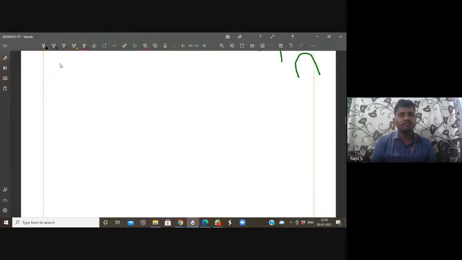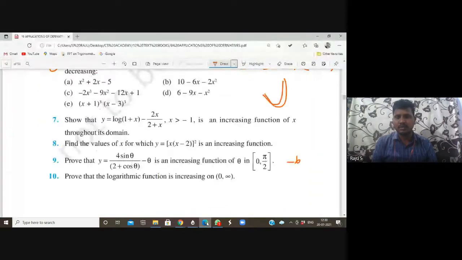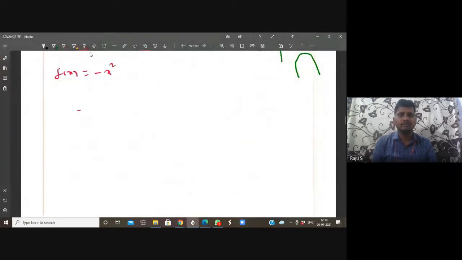Okay, second question. First, I want to write -2x square, -6x plus 10. With the help of the derivative test, what is f dash of x? F dash of x is equal to -4x minus 6.